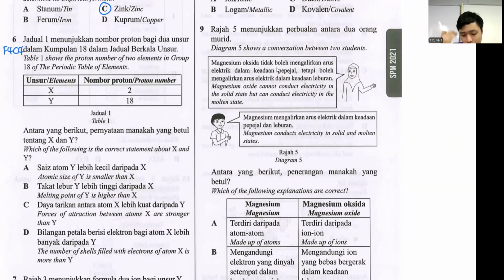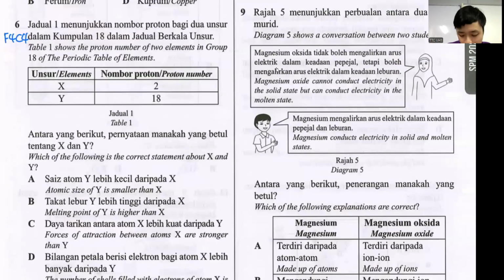Okay. So, X, proton number 2. What is the electron arrangement? 2. Y, 18. What is the electron arrangement? 2.8.8. Okay. So maybe you all can recognize already. Actually, X is helium, Y is argon. So they ask you which one's smaller and all this.